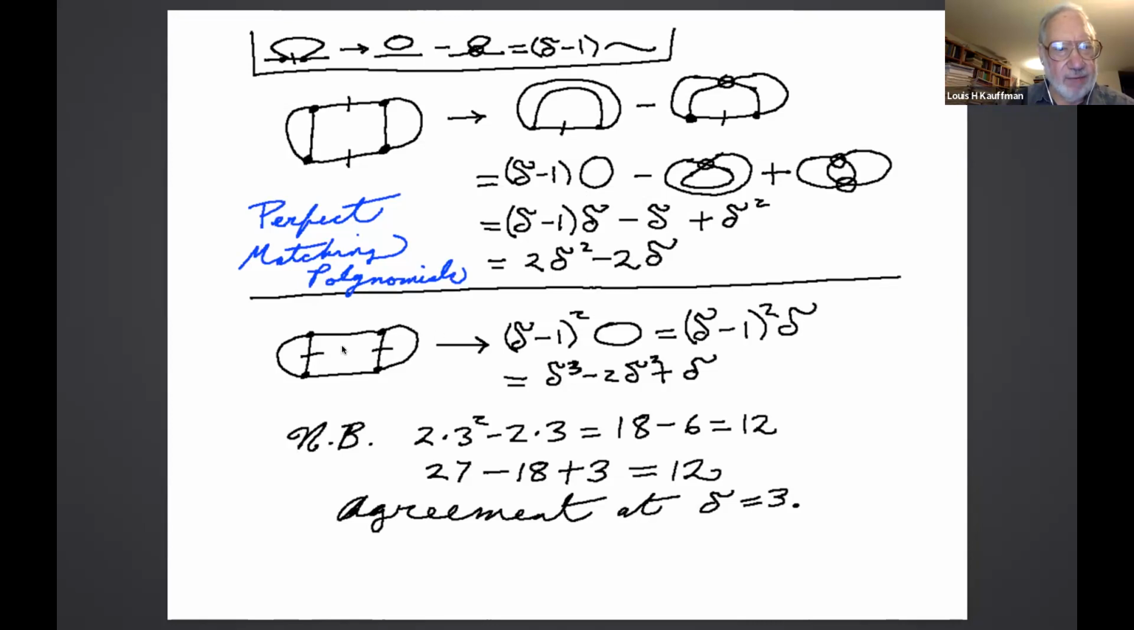Now I do it with a different perfect matching over here. Oh, but I get a different polynomial. I get delta cubed minus 2 delta squared plus delta. That's what happens. If you take delta equal to 3, you'll get the same result, because for Penrose it doesn't matter how you expand it. And indeed, you see that 2 times 3 squared minus 2 times 3 is equal to 3 cubed minus 2 times 3 squared plus 3, a little arithmetic.